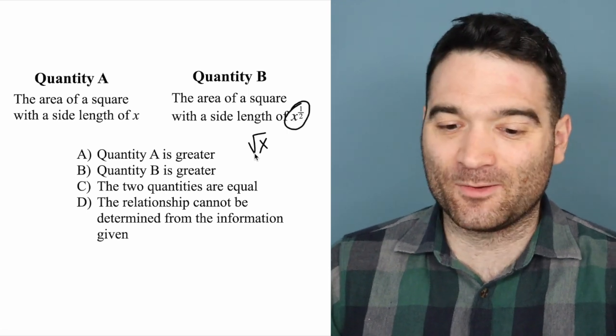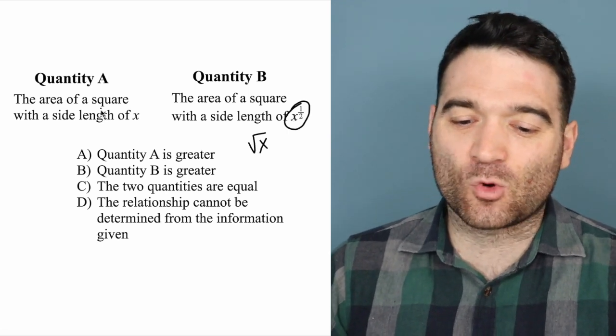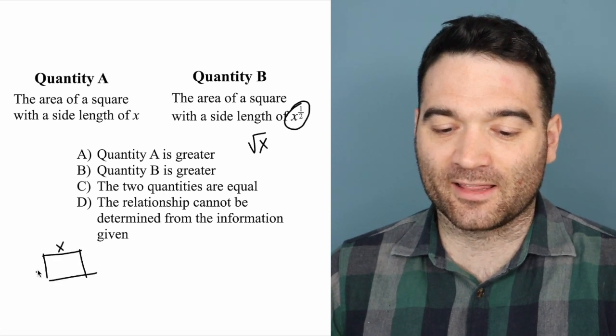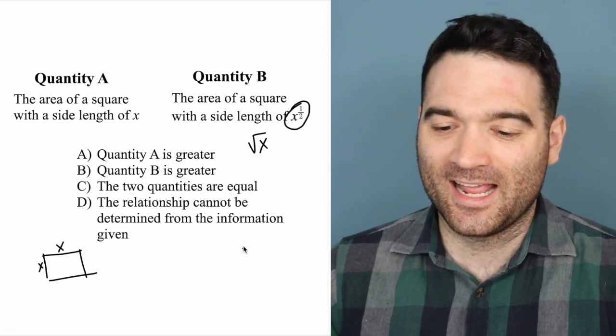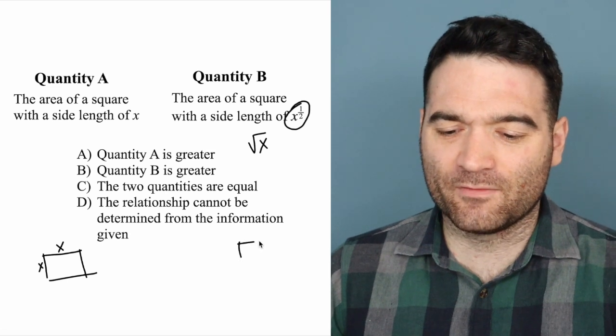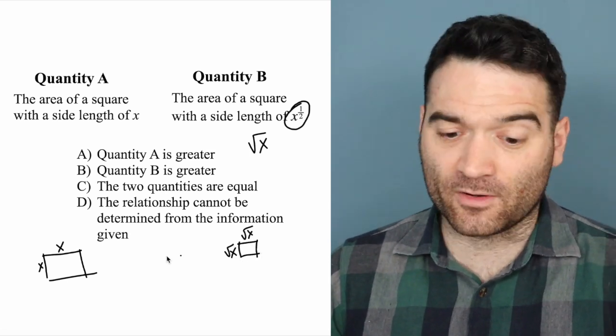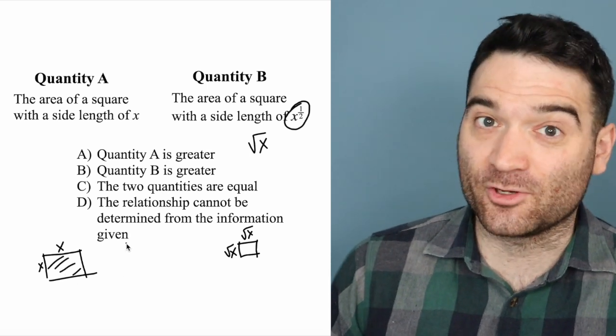Now that we have that, you might say, well, this is easy, right? If I have a square with a side length of x, like this, so x by x, and this one has a side length of the square root of x, square root of x, square root of x, well then game over, right? Quantity A has to be bigger, but not so fast.